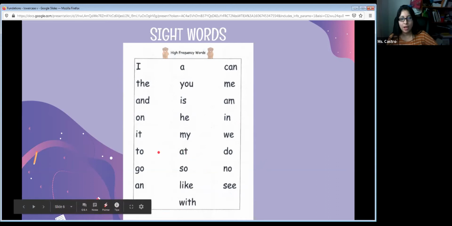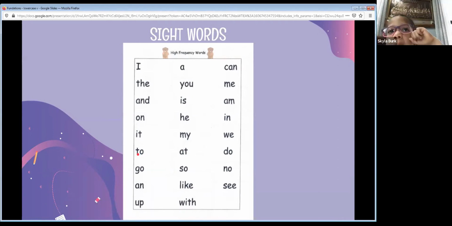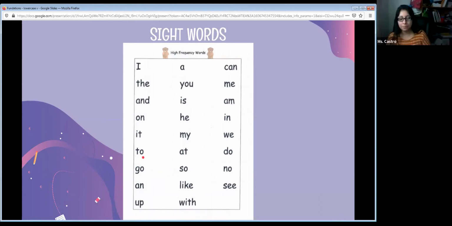Don't go away yet. Today, boys and girls, the sight word that we're going to be learning is the sight word to. That's T-O, to. That's not the number 2. This sight word to, you're going to use in a sentence. For example, I like to eat breakfast, or I like to ride my bicycle. So that sight word to is not the number 2, just so we don't get it confused, okay?